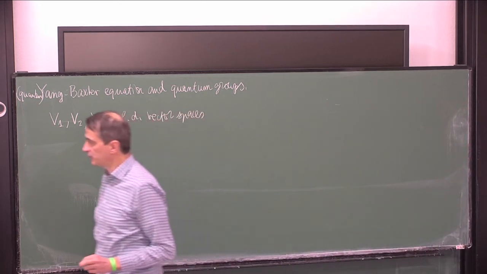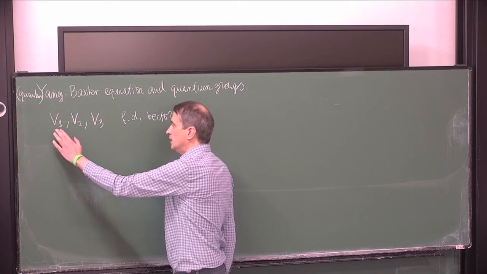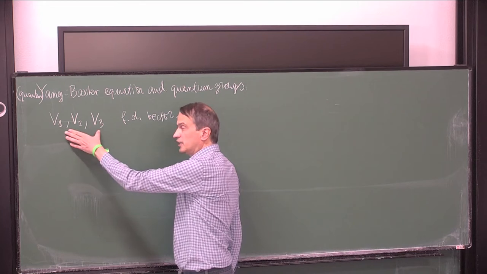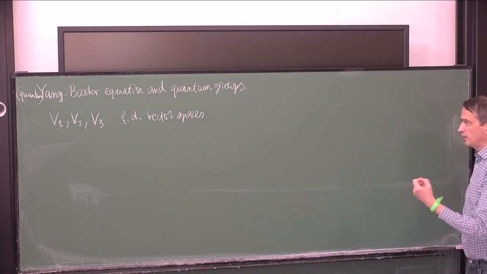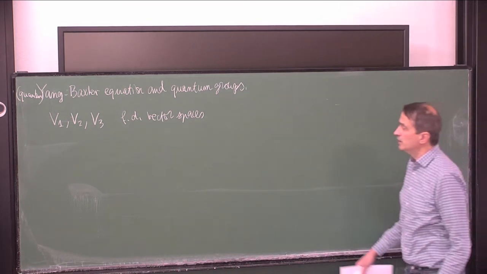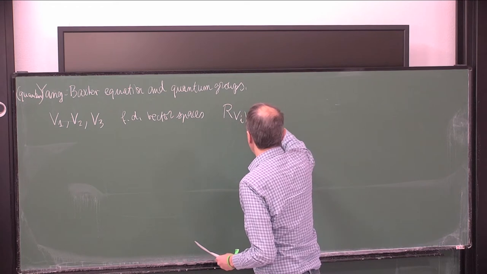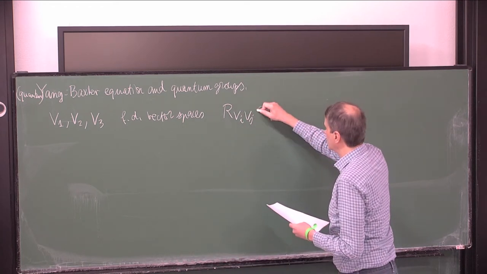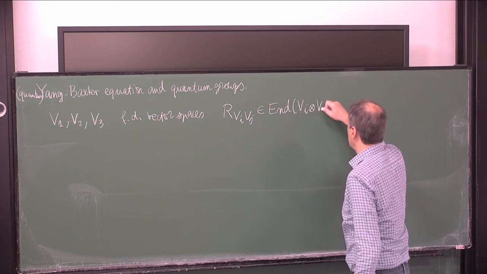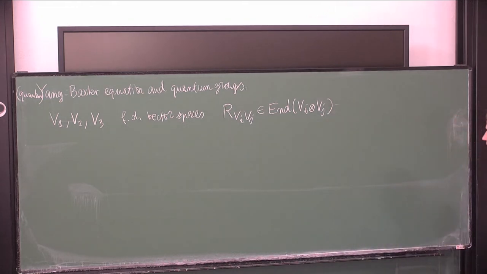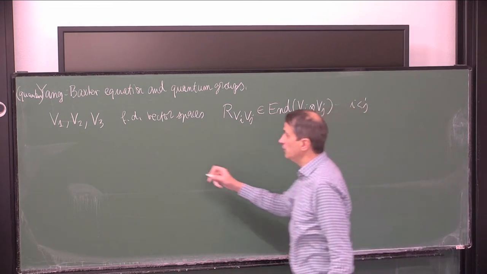But there will be parameters which appear. So even if V1, V2, V3 are the same, you should think of them as three copies of the same vector space, but corresponding to different values of the spectral parameter. And then suppose for each pair you have an invertible element in the endomorphisms of the corresponding tensor product, say for i smaller than j.